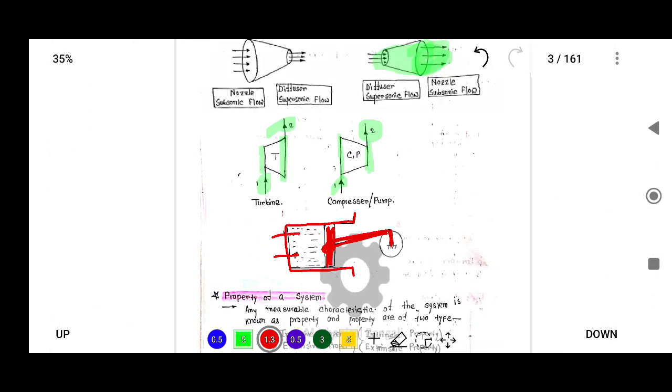So this is something about the basic concepts. In the next lecture we will discuss other topics in the basic concept chapter.